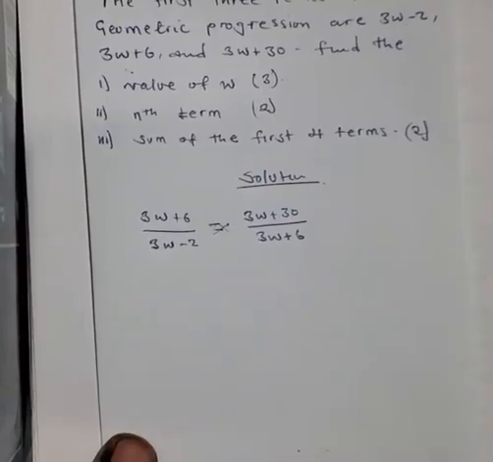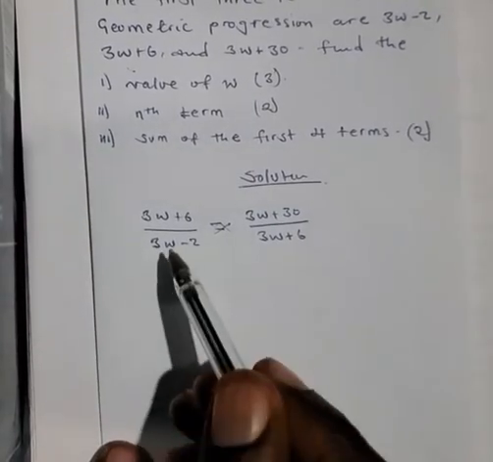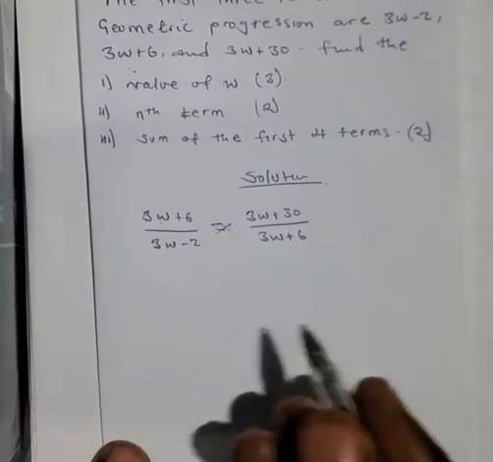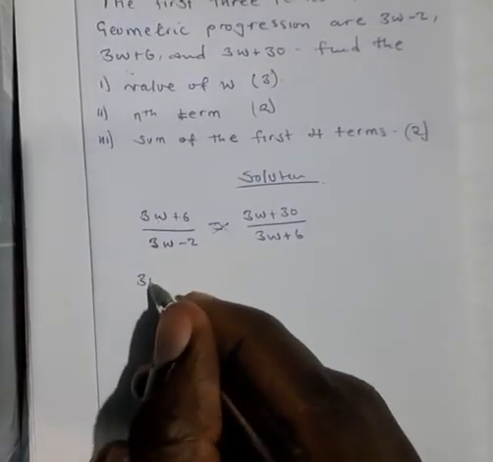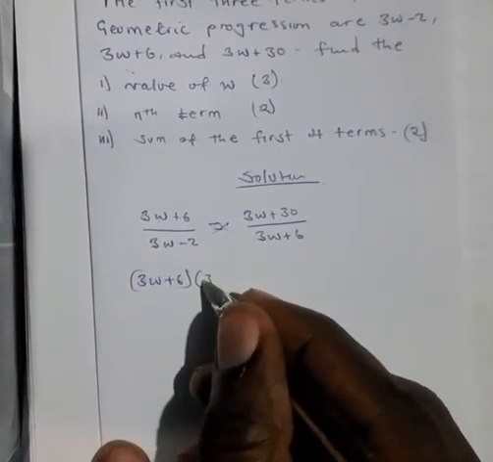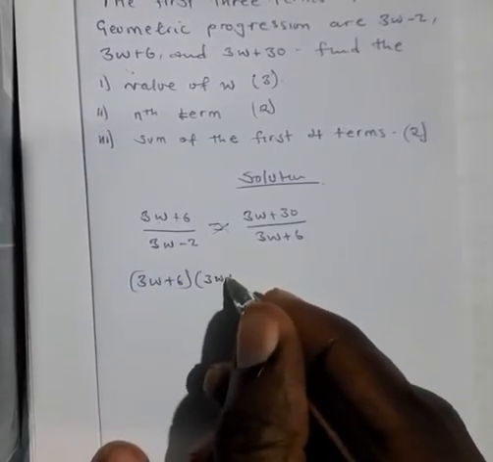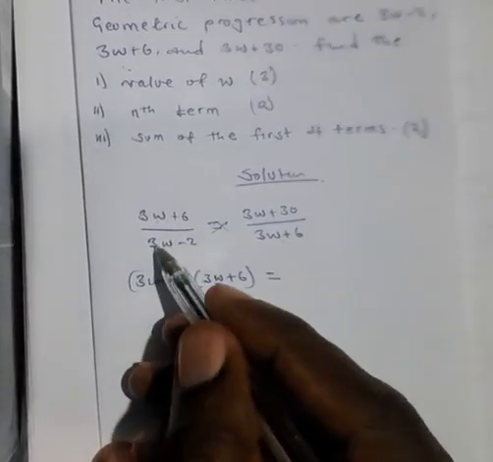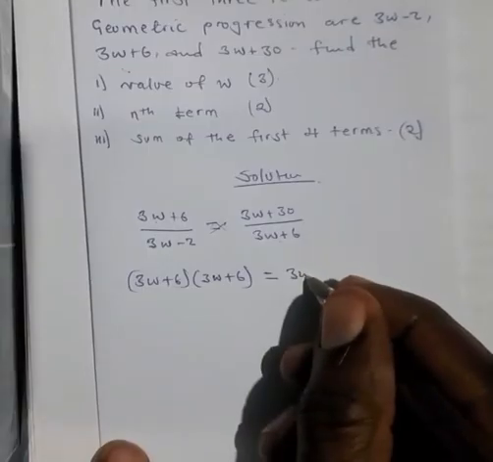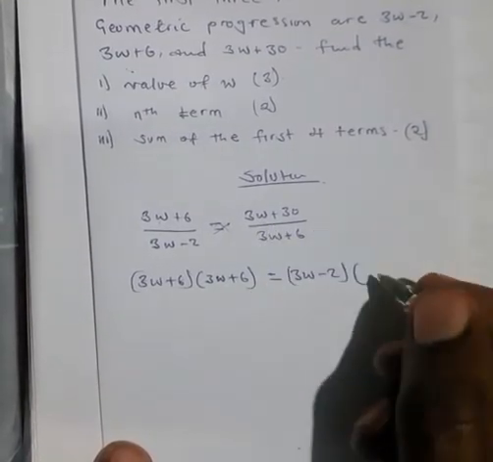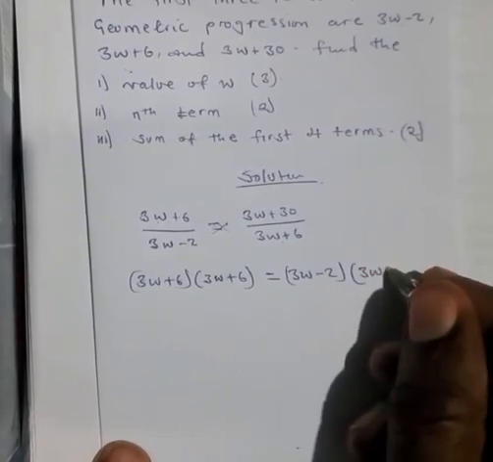Okay, let's hit it. So we have this one times this one: 3w plus 6 and 3w plus 6. This one and this one is equal to this one and this one, which is 3w minus 2 and 3w plus 30.